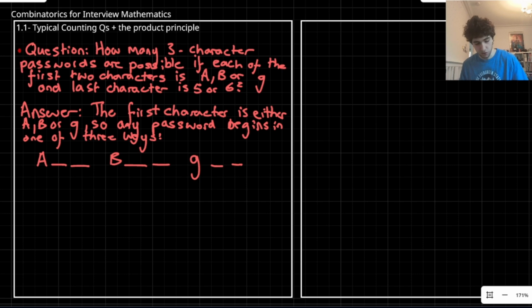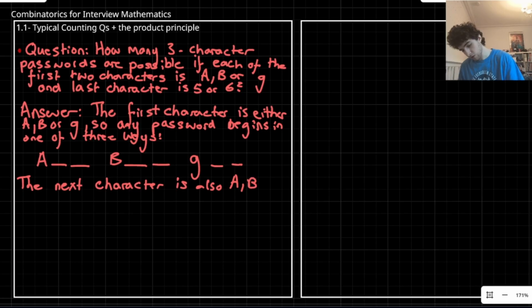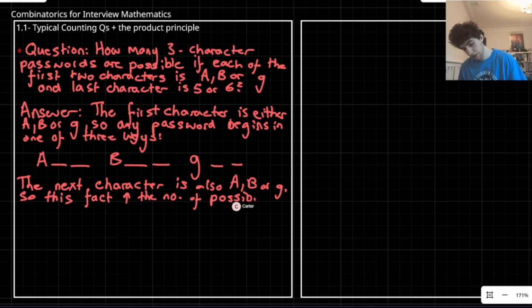Now the next character we know is also going to be one of capital A, capital B, or lowercase g. So the next character, right, is also capital A, capital B, or lowercase g. And so knowing this will increase the number of possibilities by a factor of 3, and I'll illustrate why, because it is important to also know intuitively why that happens. So this fact increases, I'll just do an arrow like this, that means it increases the number of possibilities by a factor of 3.